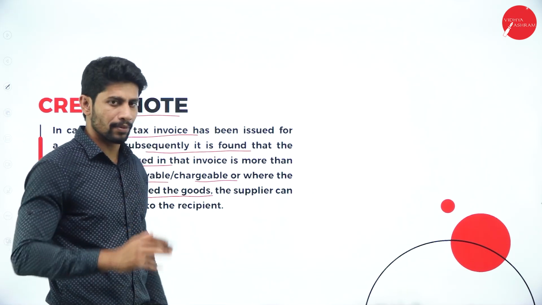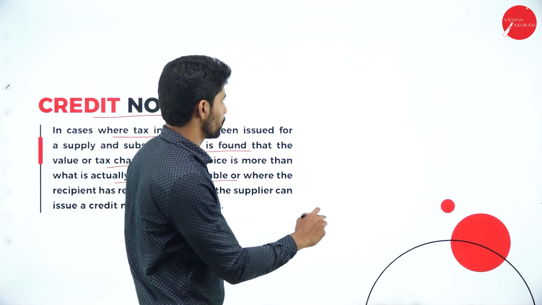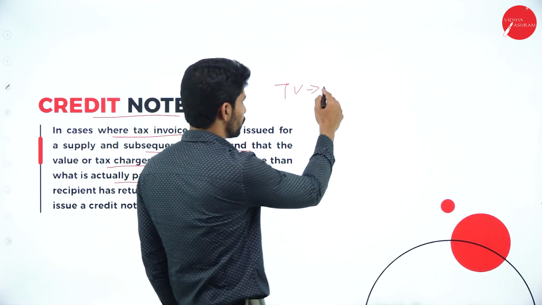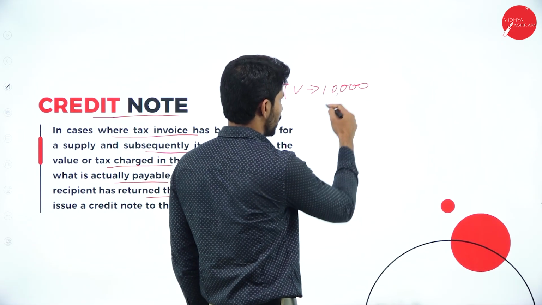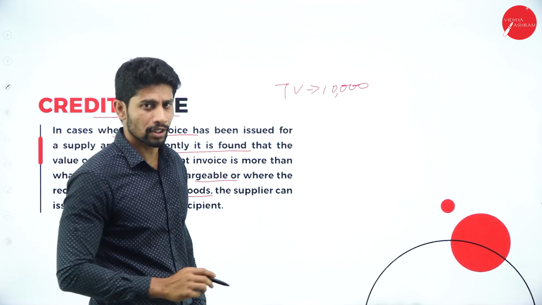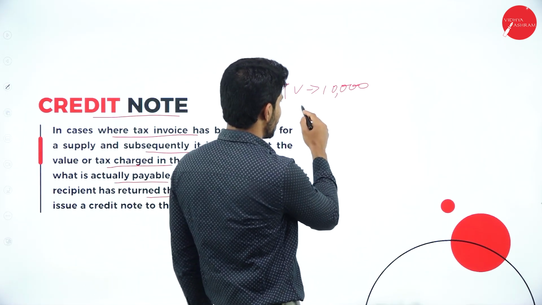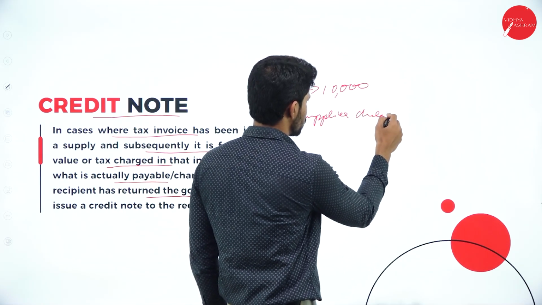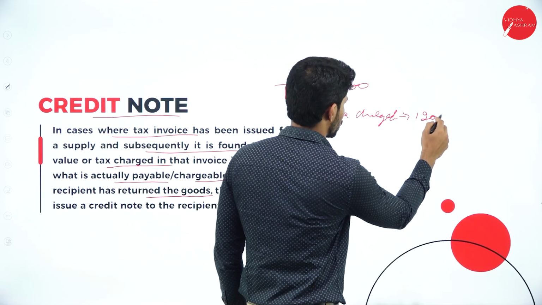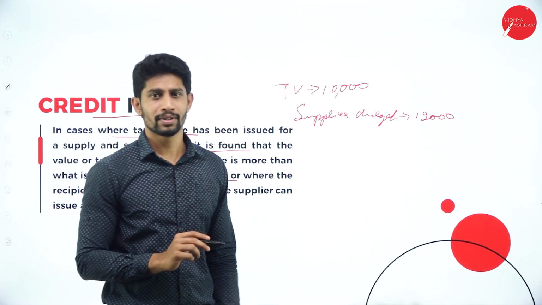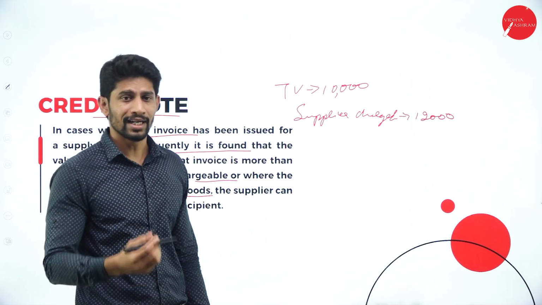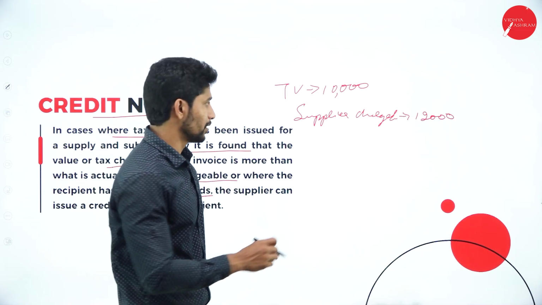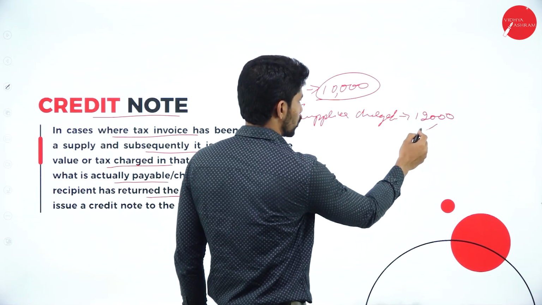Here, for example, you purchased a product. Let us say you purchased one TV, and the cost of the TV is 10,000. But the supplier charged 12,000, and he raised the invoice also. After the sale, you get to know that the actual cost is 10,000, not 12,000.